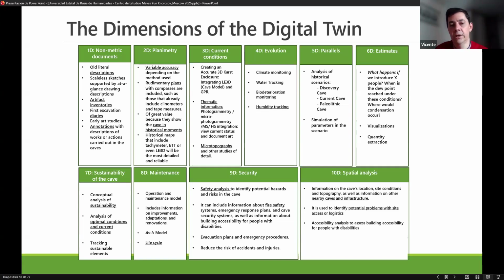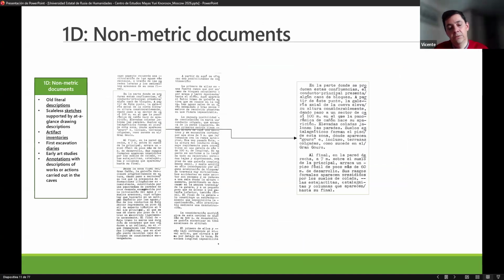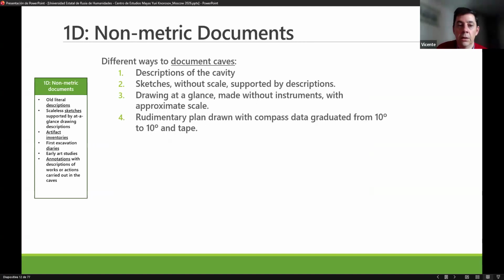So we are going to start, okay, from the beginning till the end. So the first dimension, as I said, is non-metric documents. So this is, sorry, it's in Spanish, but this is the type of information we use to store. Just descriptions of elements of the cave that were taken maybe in the 20s, 30s, 40s of the last century.